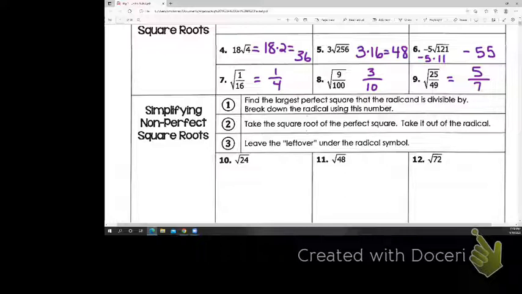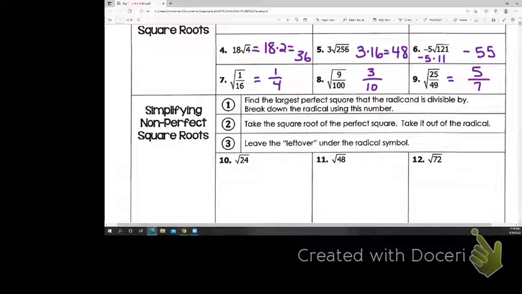Then comes the trickier part, and really what we did when we were using difference of squares, but we had to do GCF first, is kind of what's going to happen here. There's nothing to find a GCF for, but we're going to break down the radicand into a product where one of the factors is a perfect square. We're going to break down the non-perfect square. So 24, I want to think about that list of perfect squares.